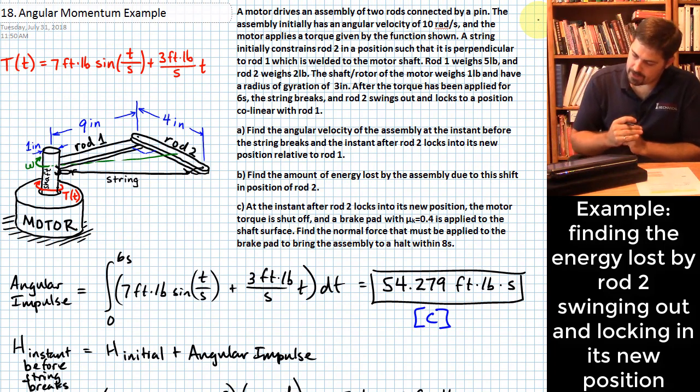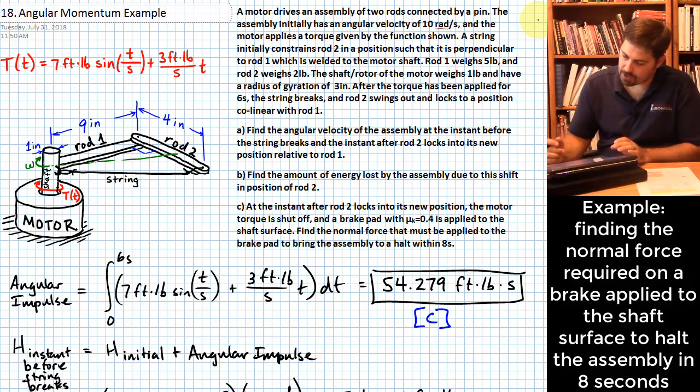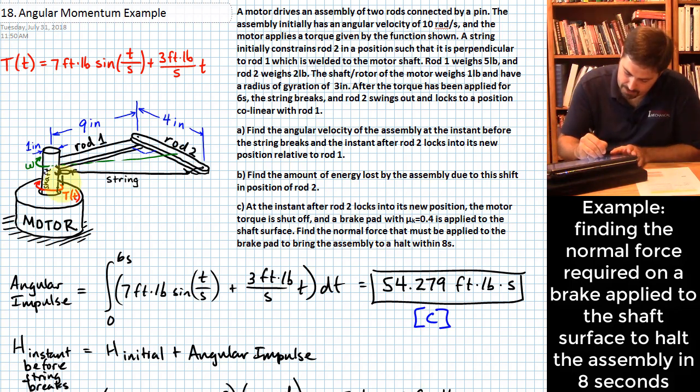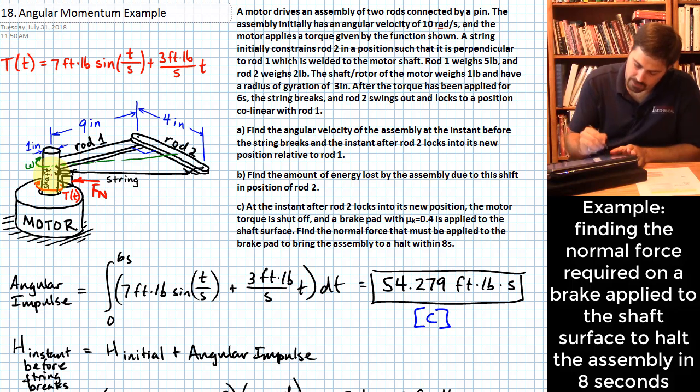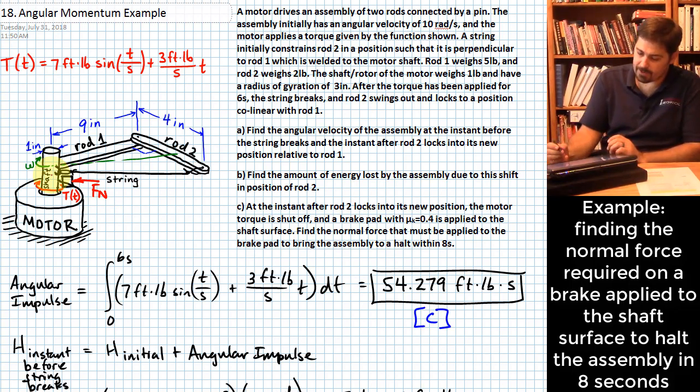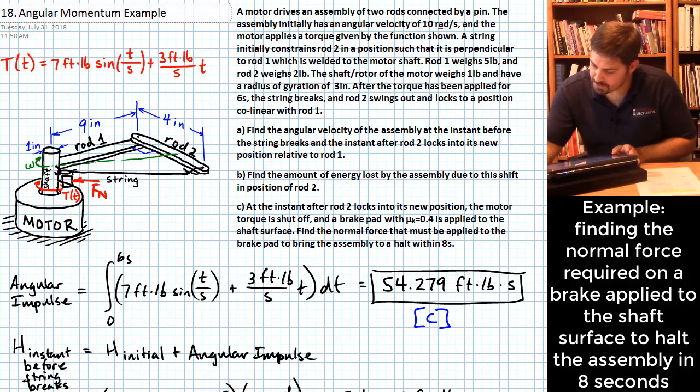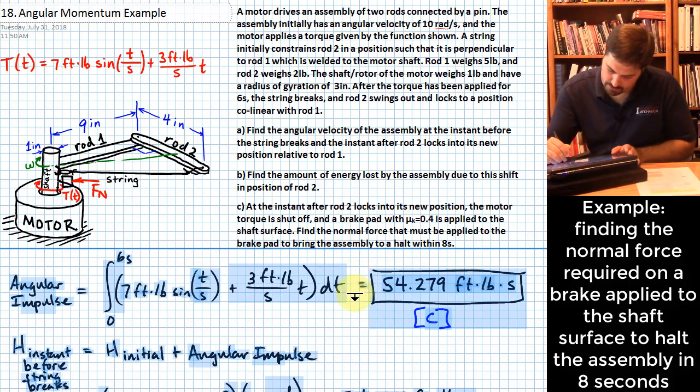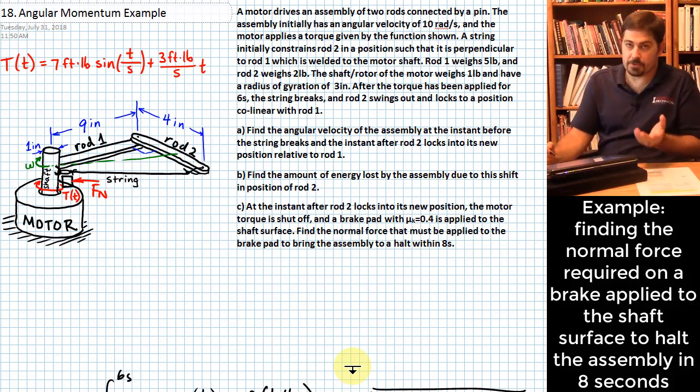All right, part C. At the instant after rod 2 locks into its new position, motor torque is shut off, and a brake pad with a kinetic coefficient of friction of 0.4 is applied to the shaft surface. Imagine a little brake pad coming in here, about to push into the surface, and you start pushing on it with a normal force, trying to slow it down. The question is, how hard would you have to push in order to stop this whole assembly in 8 seconds?